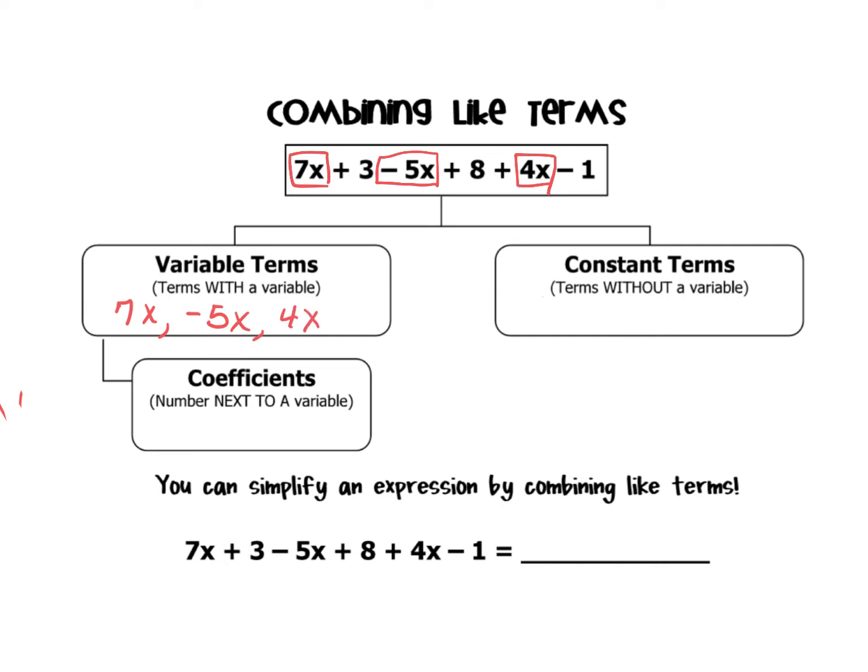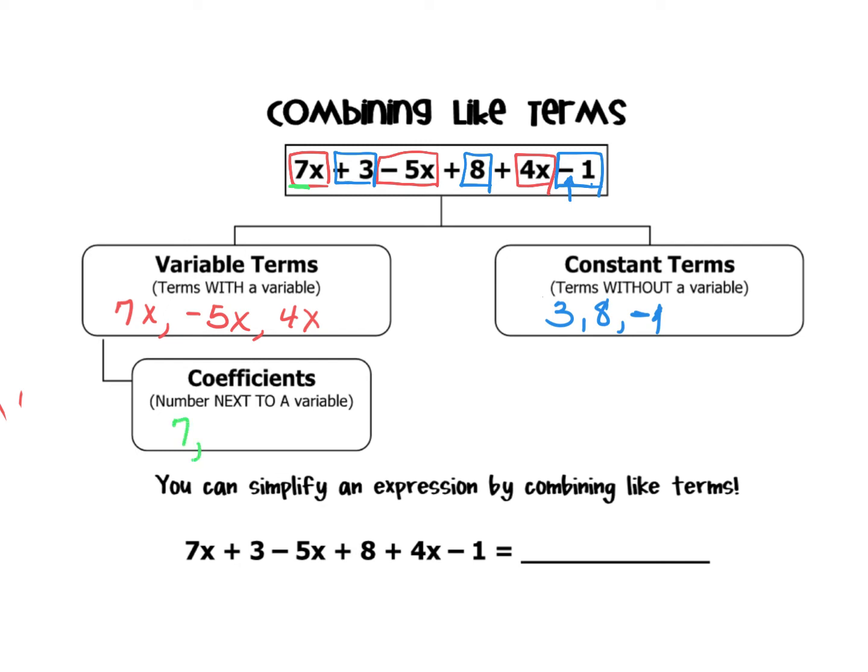Constant terms are terms without a variable. That's 3, 8, a negative 1. And remember that the negative sign that comes in front of, the subtraction sign that comes in front of a term means that that term is negative when it's standing by itself. So negative 1.